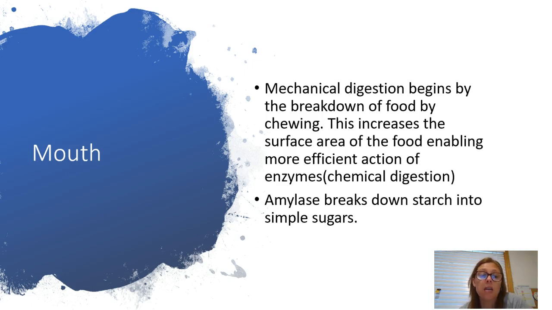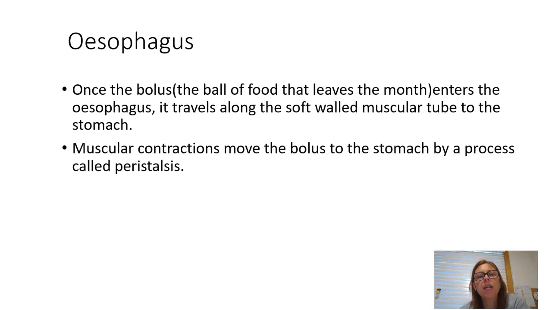So, if you take a biscuit, a very plain water cracker, and you were to chew it and really focus on the taste of it, you might find that it starts to taste sweet as you're chewing it. So we then have our esophagus. Now, once that bolus moves into the esophagus, it travels down that soft-walled muscular tube via muscular contractions, and these muscular contractions are called peristalsis, and it pushes even against gravity.